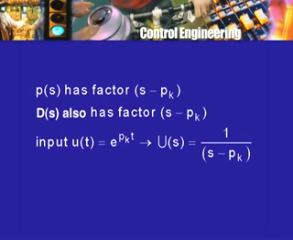For example, the input may be simply e raised to pk t. If the input is e raised to pk t, the Laplace transform of it is 1 divided by s minus pk. And so I will have the situation that a factor of P is also a factor of D. Let us say the factor of P is simple, but it is also a factor of D. Now what? Now when I do the partial fraction expansion, I cannot consider the two factors separately.